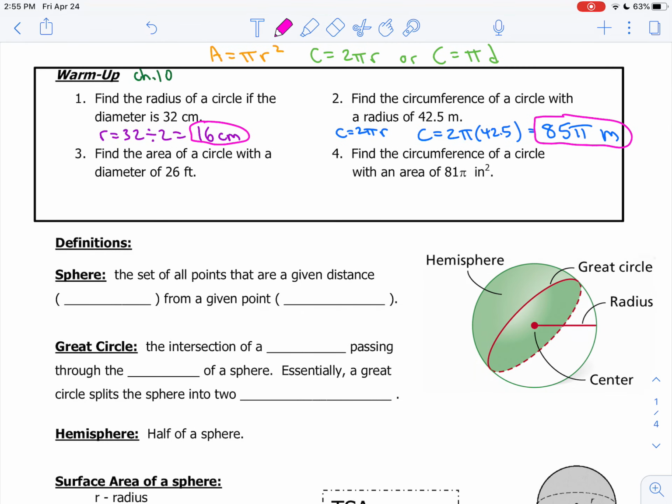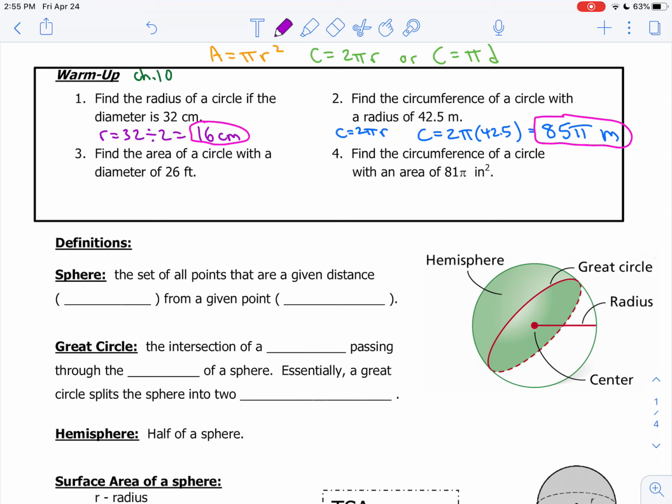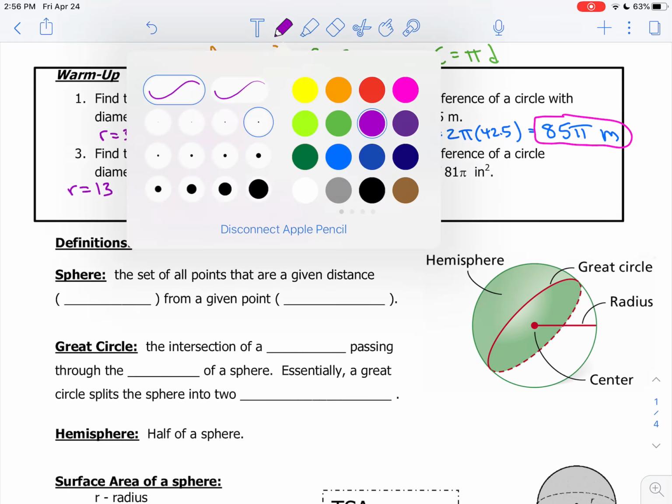Find the area of a circle with a diameter of 26 feet. So here we go. If the diameter is 26, that means that the radius is half of 26, which is 13. And now we can use the formula area equals pi times radius squared. And so we have 13 squared. So we have 169 pi. And this one is an area, so that would be square feet.